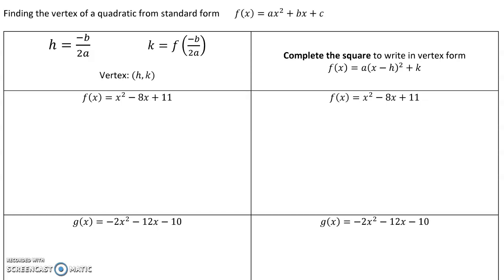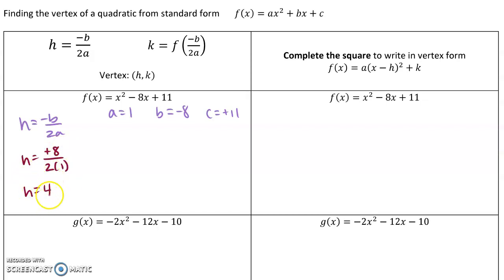So taking a look at this first equation, x squared minus 8x plus 11, let's use this method up here, opposite of b over 2 times a, to find your h value. So h is opposite of b over 2 times a. And let's look at our equation. Our a value, the number in front of x squared, is 1. Our b value, the number in front of x, is negative 8. And our c value is positive 11. Okay, so when you go to replace into this equation, our h is opposite of b, so opposite of negative 8 is positive 8, over 2 times a, which is 1. So in this case, our h value is 8 over 2, which is 4.